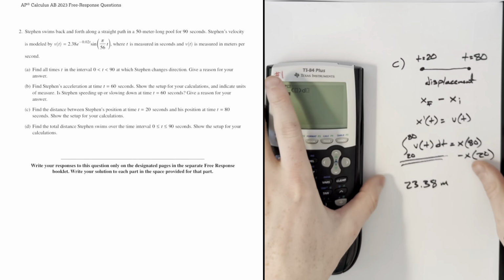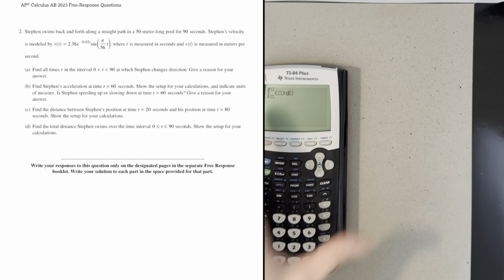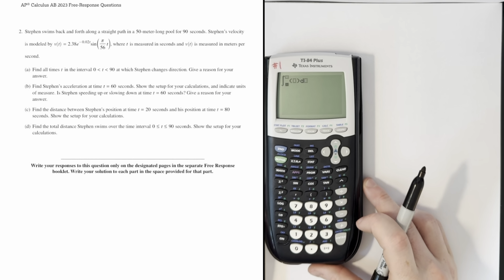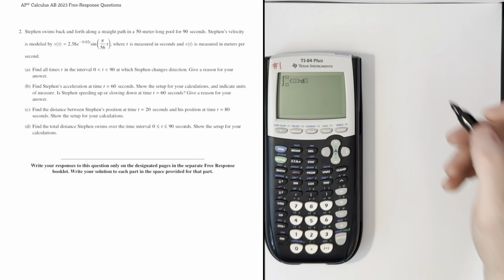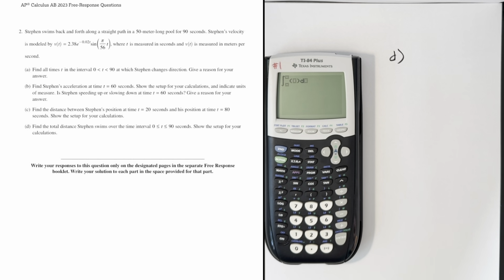Okay, not too bad. Once again, if you understand that displacement is related to velocity in a ton of ways, and understanding how to use that integral to solve for it is integral to solving these types of questions. But now looking at part D, it says find the total distance Stephen swims over the time interval from 0 to 60. Now, here is an important thing about particle motion.